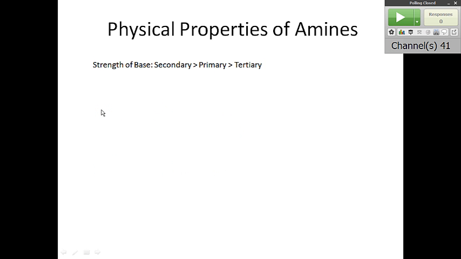All right. In terms of base properties, then, here's the trend. The trend is that secondary amines are stronger bases than primary amines, which are stronger bases than tertiary amines. Now, why doesn't it go primary, secondary, tertiary? Why doesn't it go tertiary, secondary, primary? Well, because it has issues.